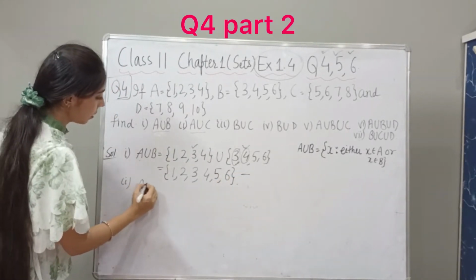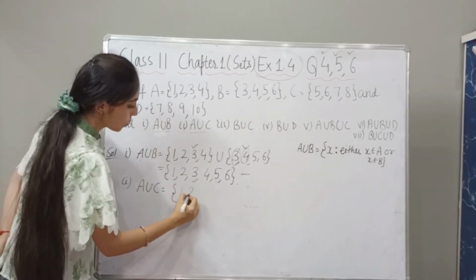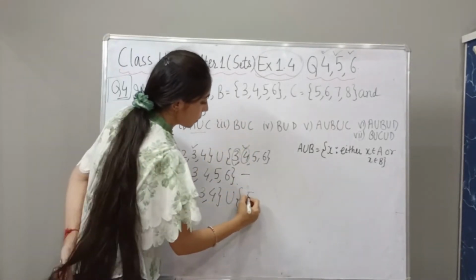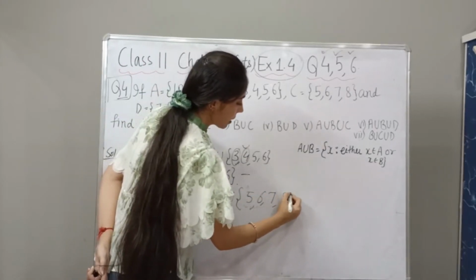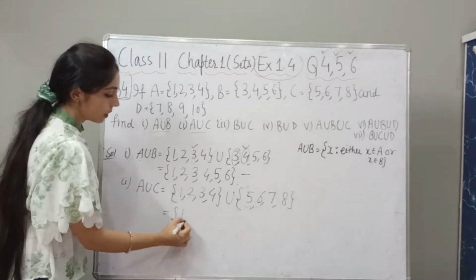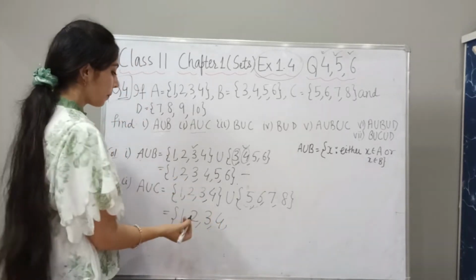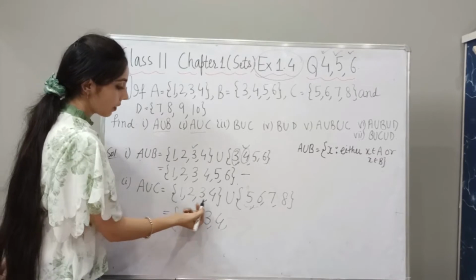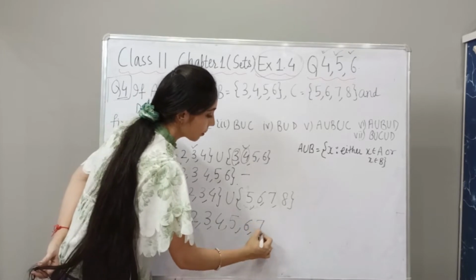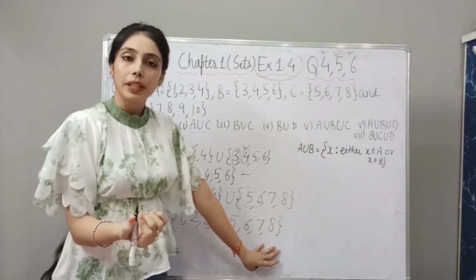Second part is A union C. What is A? A is {1, 2, 3, 4}. And what is C? C is {5, 6, 7, 8}. So if you have to find the union of A and C, you will simply write the elements of A and C. We can't repeat the elements. First of all we are writing the elements of A, after that we are writing the elements of C. Here we are writing all the elements because here no element is repeating.